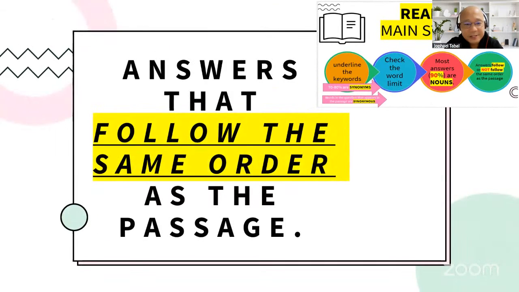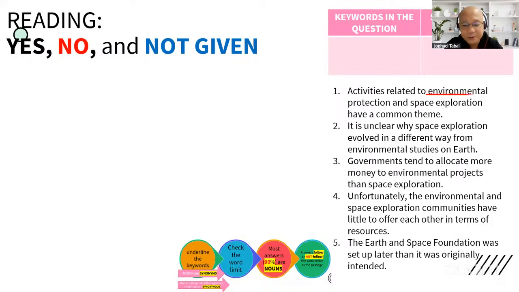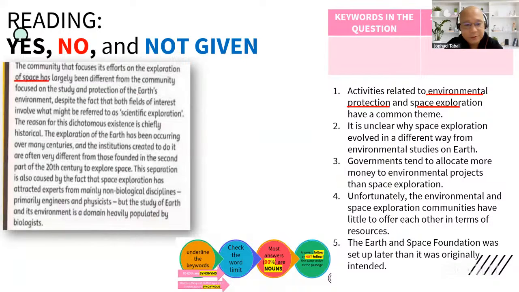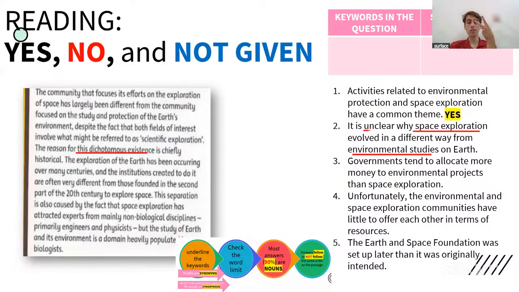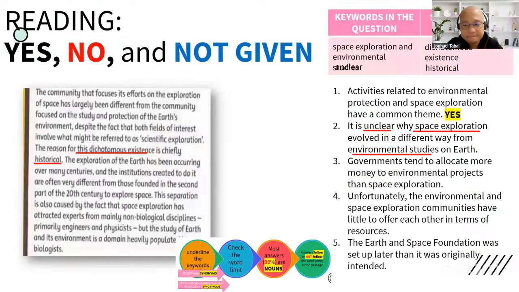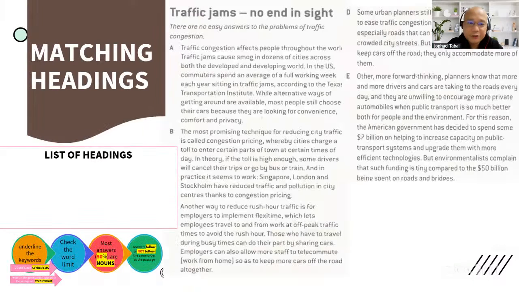So for reading, there are questions with answers that follow the same order as the passage, and also there are answers that don't follow. I think you know all this. Yes, I divide the questions into two different types, type one and type two. Type one are the ones that are following. Type two are the ones that are not following, like matching.